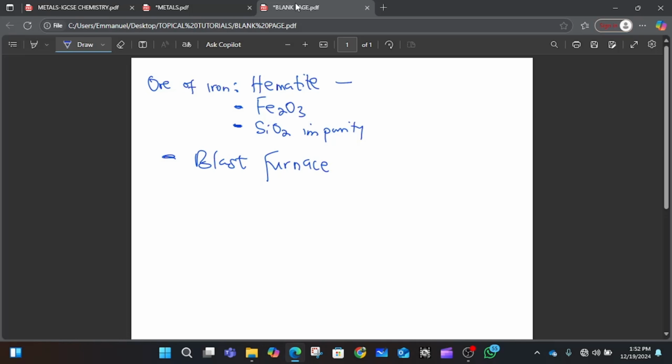The ore of iron is called hematite. Hematite is mainly made up of iron(III) oxide, which is Fe2O3, and an impurity called silicon(IV) oxide, which is SiO2. SiO2 is also called silicon dioxide. The process is carried out in a chamber called a blast furnace. And in this chamber, the hematite is reduced using carbon.